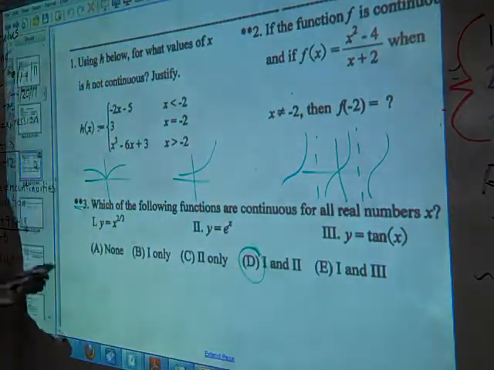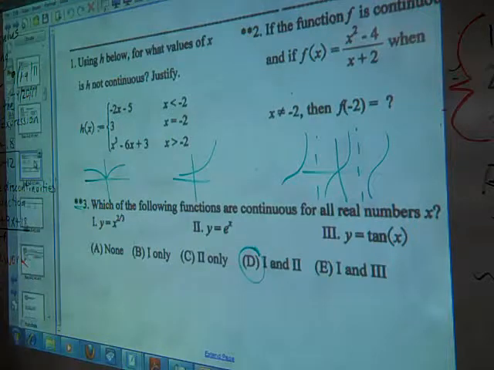Okay. Can I erase those sketches? No. So. Yes.